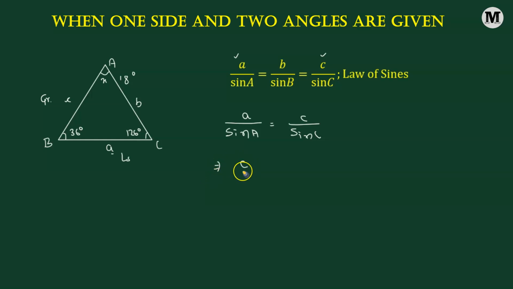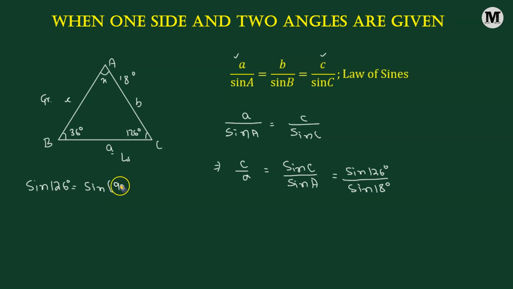Then we can rearrange it to get c over a equal to sine of angle C divided by sine of angle A. So we have already obtained angle C as well as angle A. So angle C, that's 126 degrees, divided by sine of A, that is 18 degrees. Now let's do one thing. Let's simplify this. So we'll start with sine of 126 degrees. This can also be expressed as sine of (90 degrees + 36 degrees), because 90 plus 36 also adds up to 126.